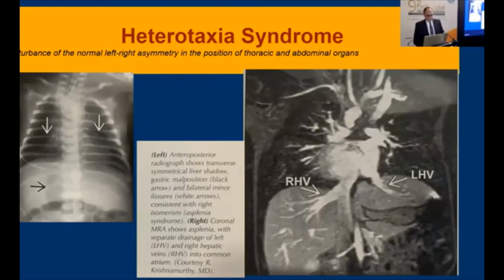Another example of heterotaxia syndrome. Here in this X-ray, we see that the shadow of the liver is on the left side of the abdomen, and the gas bubble of the stomach on the right side. And this MRI reformatted image shows the liver on the right side, and the right hepatic vein and the left hepatic vein draining into the right atrium.